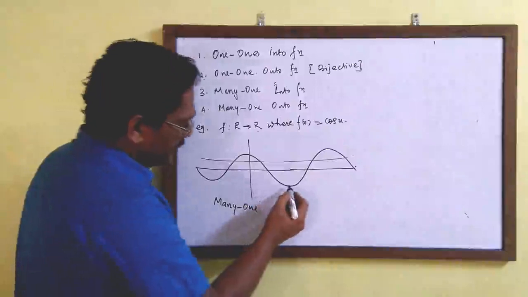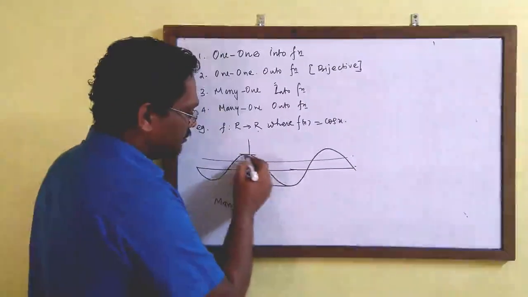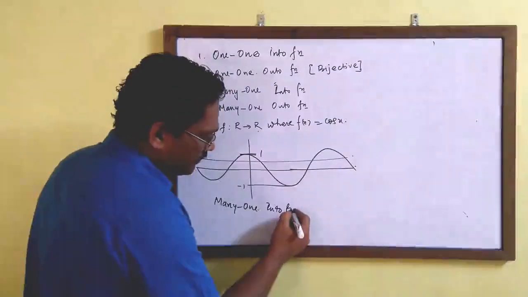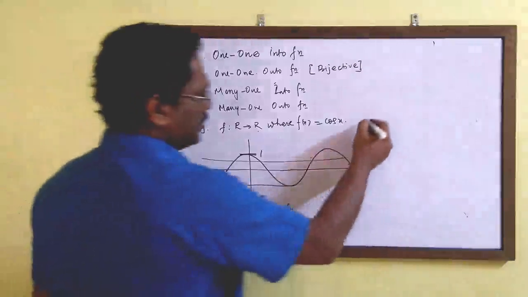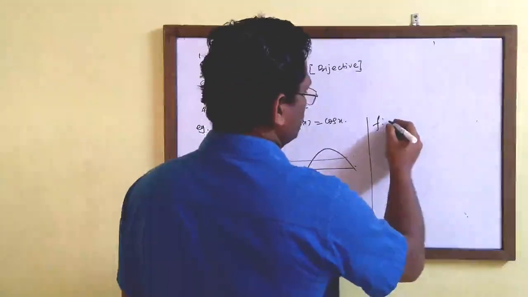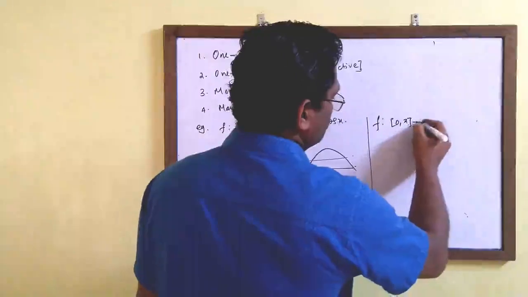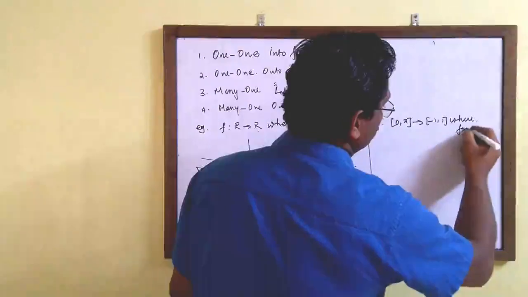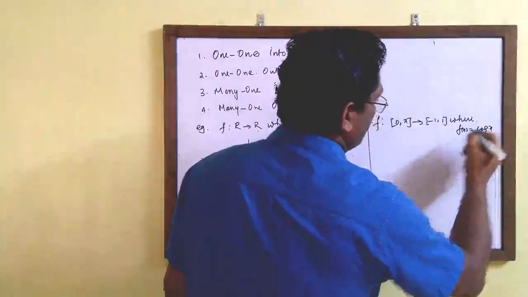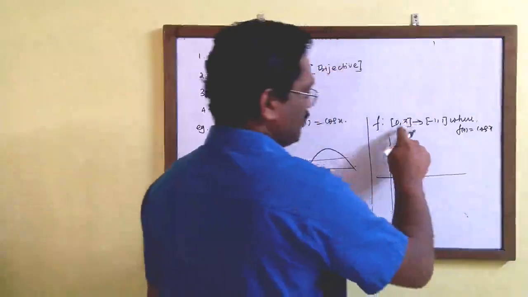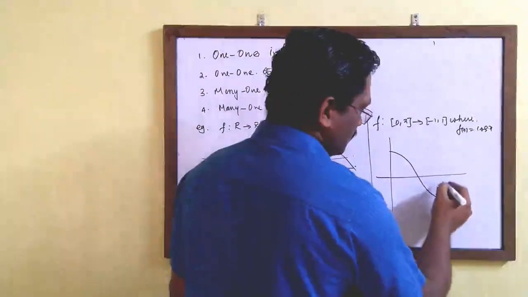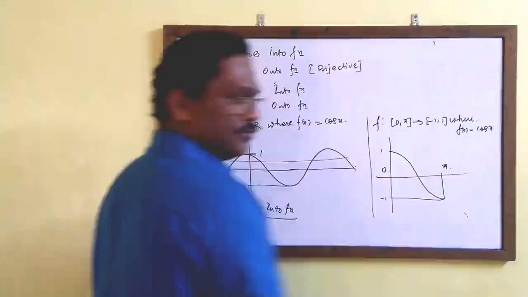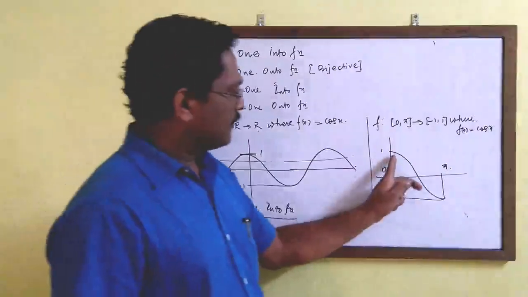And since the codomain is the entire y-axis, now let us consider the range. So minus 1 to 1 is the range. So this becomes a many-one into function. But on the other hand, if I write, say, like this, f: 0 to pi to minus 1 to 1, where f(x) is equal to cos x. Now let's have a look at the same graph. I have restricted the domain to be 0 to pi. And what about the range? Minus 1 to 1.